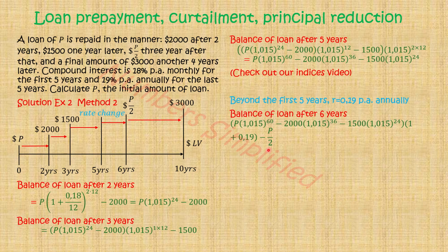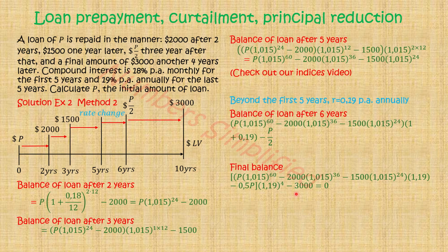So that is 4 years later. That is to say that whatever we had in the previous step in the 6th year, we are going to multiply that by 1.19 raised to the power 4, because it's 4 years up until that balance accrues some interest. And at the end of that 10 years, the last payment is made of 3,000. So that's why we are subtracting the 3,000.